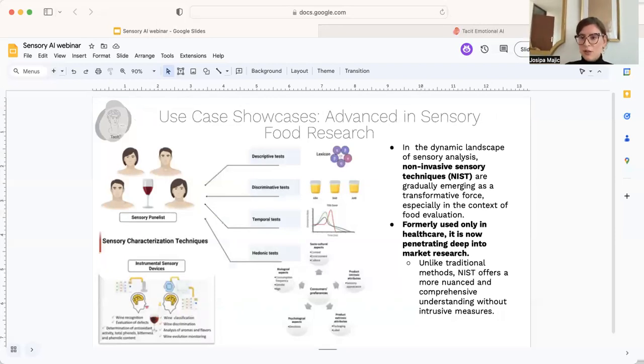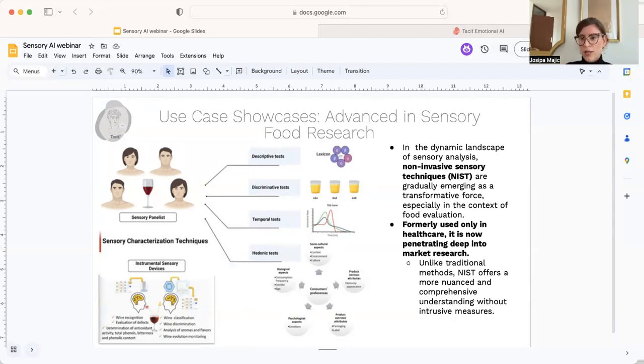Another more realistic example of how to use sensory AI in research is the advances in sensory food tech research. Here we have an example of using sensory AI research in wine testing, in particular, not only in product testing, but also in quality assurance testing. This entire use case is based on what is known as non-invasive sensory techniques. These are techniques based on biomedical sensors that used to be reserved only for sectors like healthcare, but now are penetrating really deep into market research, and in this case, into food research.